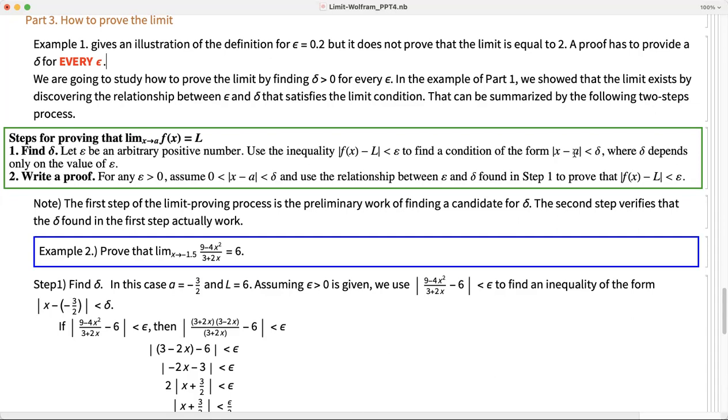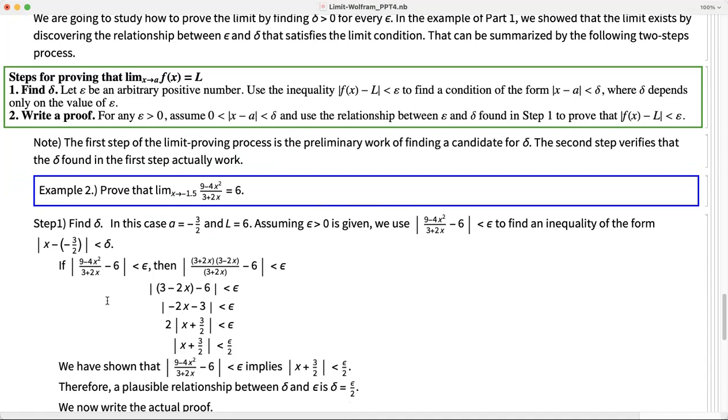So that's the first step, so that we can find the relationship between epsilon and delta. Step two: once you figure out the relationship between delta and epsilon, write a proof for any epsilon greater than zero. Assume that the absolute value of x minus a is less than delta. Use the relationship between epsilon and delta found in step one to prove that the absolute value of f of x minus L is less than epsilon.